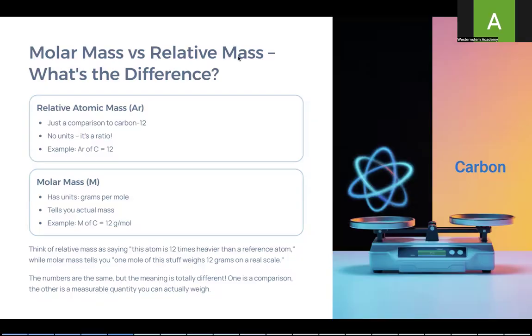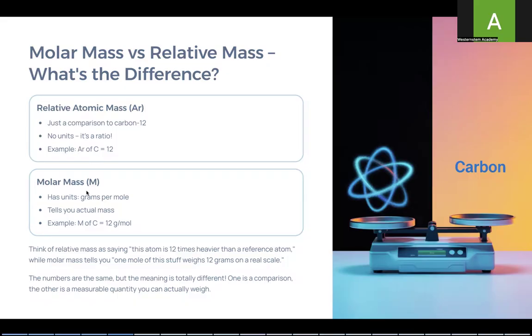The relative atomic mass of carbon is 12. Now we're going to look at the molar mass. So let's look at it one more time. The relative atomic mass is a comparison to carbon-12. It has no units. It's basically a ratio. So the relative atomic mass of carbon is 12.